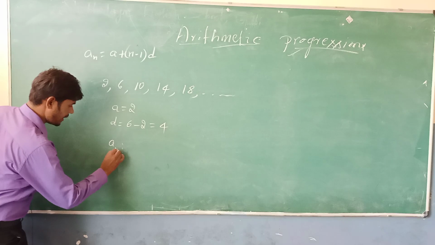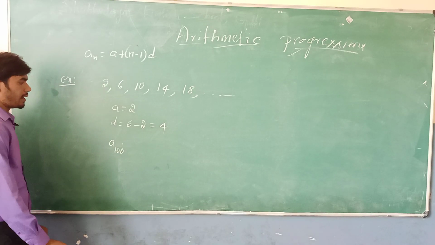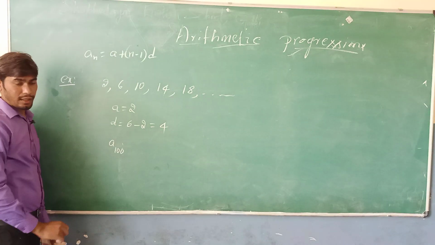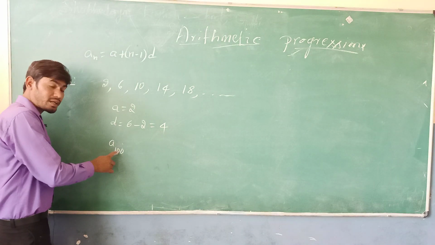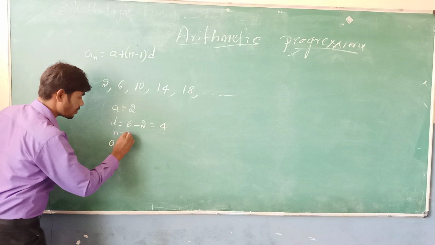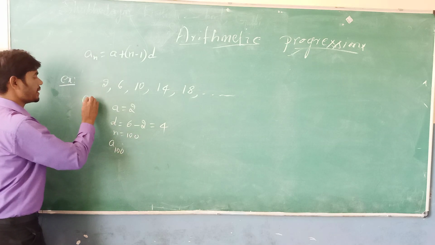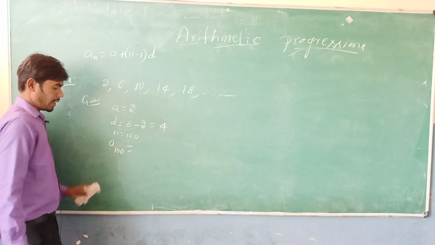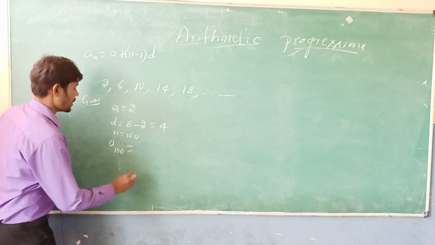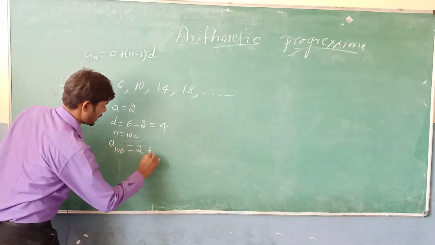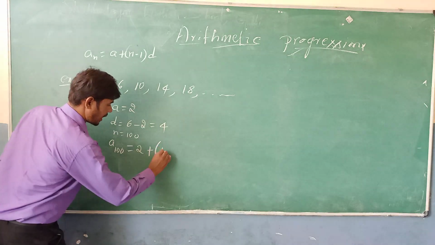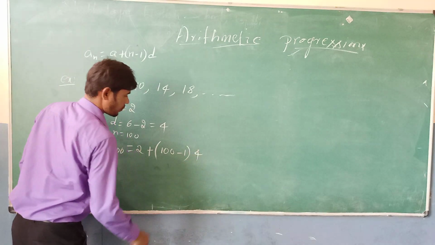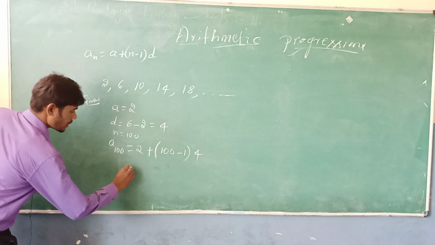A100. Here one of the terms is n. What is n? n is the 100th term, so n is equal to 100. A100 is 2 plus n minus 1, which is 100 minus 1, into D. D is 4.